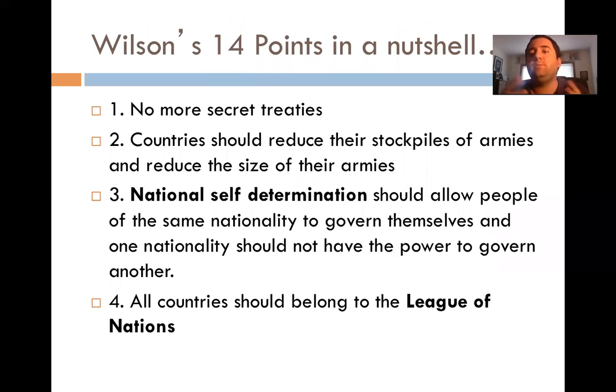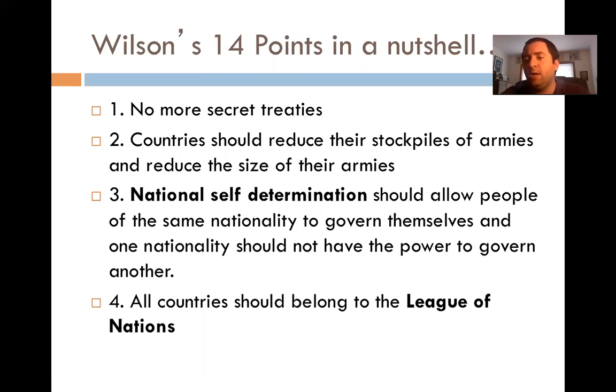Here are his 14 points in a nutshell. Number one, no more secret treaties. He didn't want nations to have secret treaties with other nations. I mean, look what happened here to outbreak World War I. It does look, if you're teaming with another nation, secretly aligning with them, as if you are going against the other, like you're planning an attack, like they're talking behind your back.